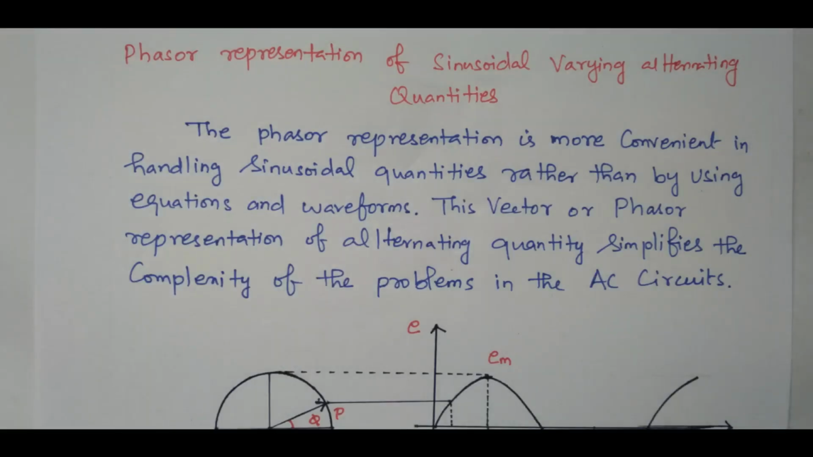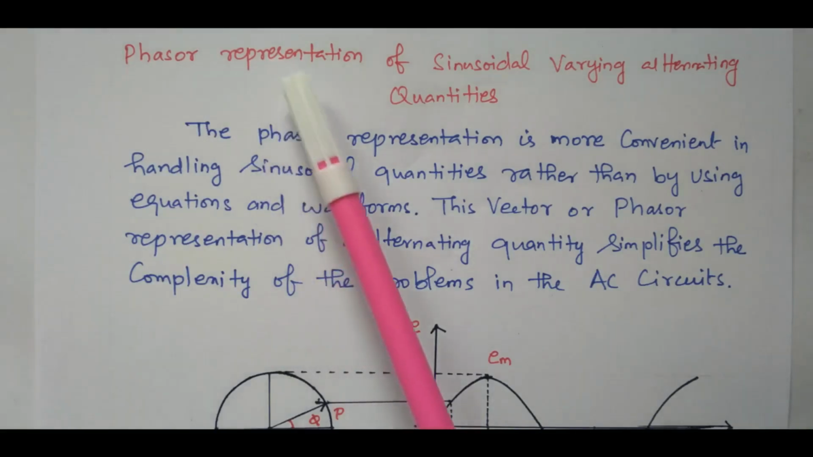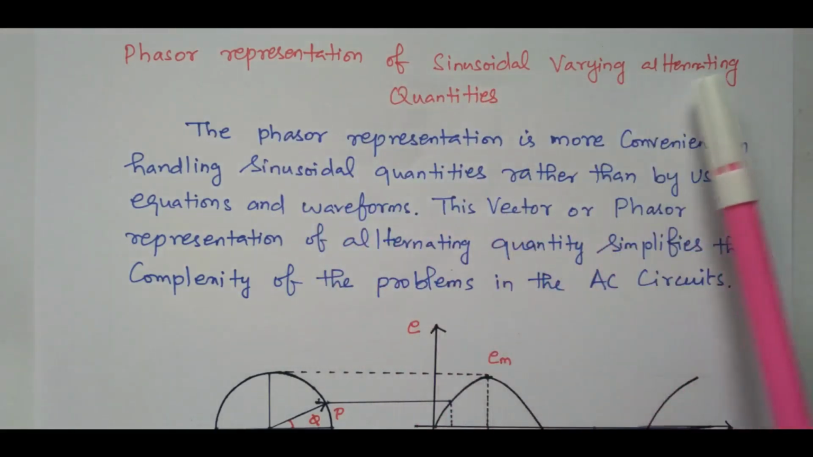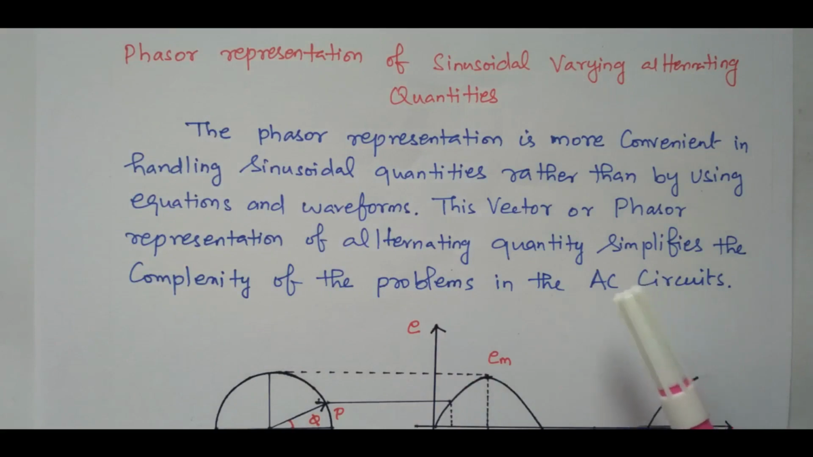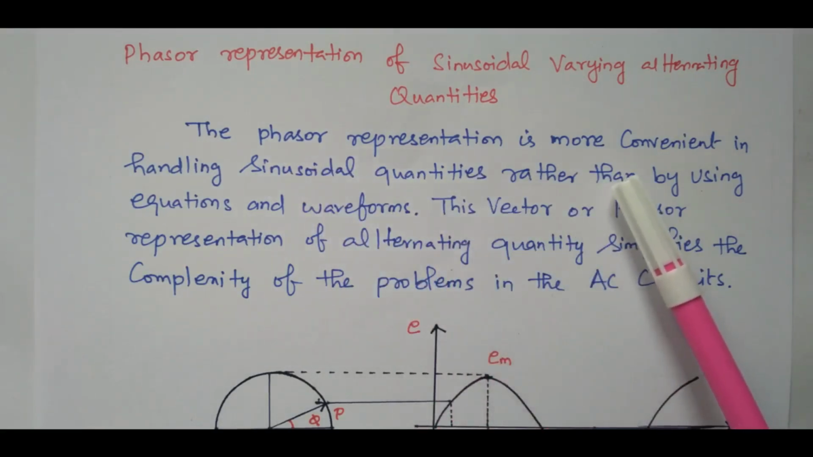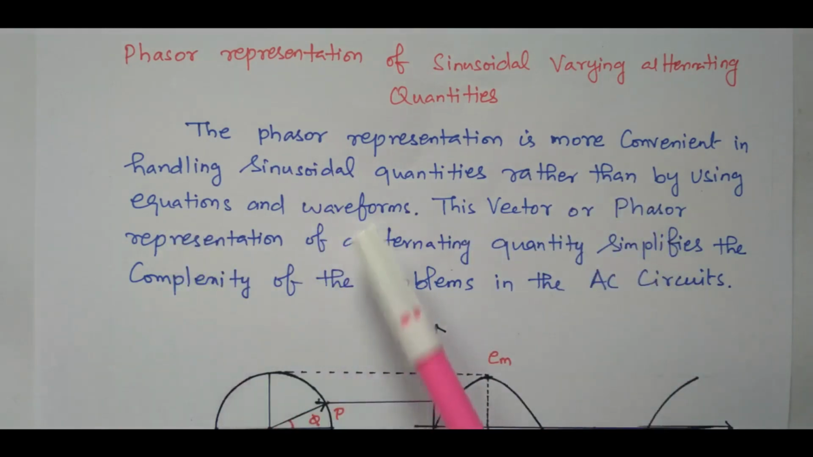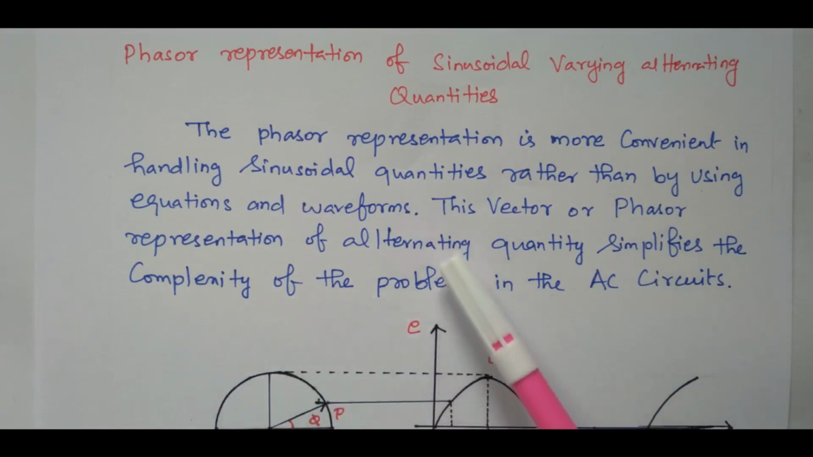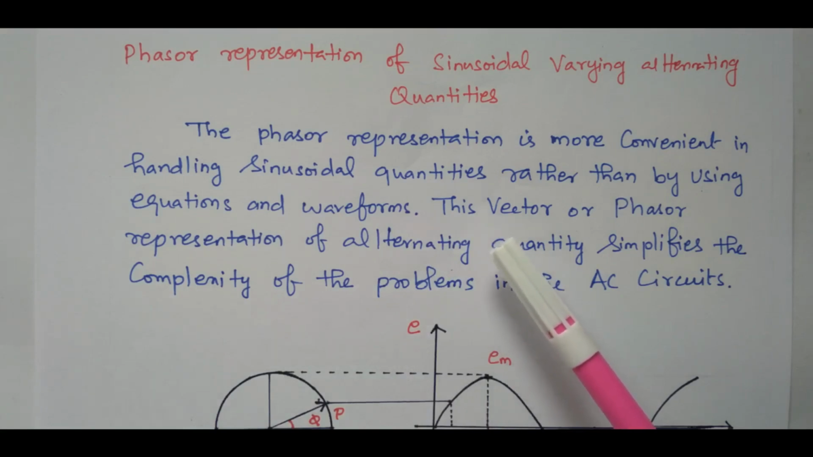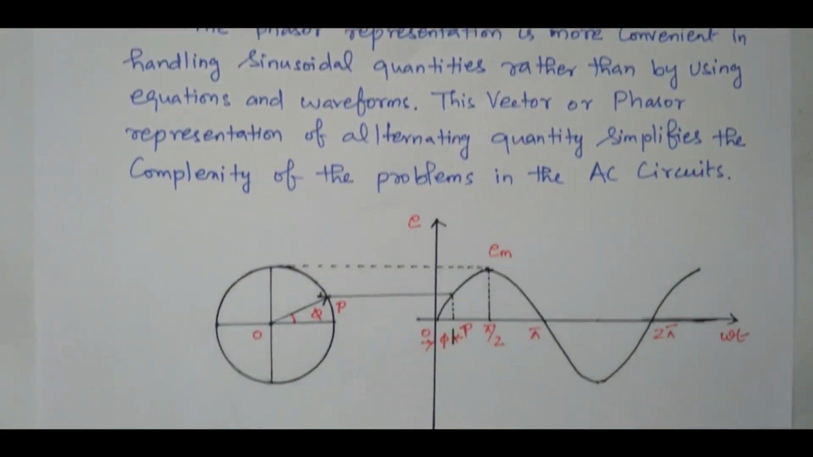Welcome viewers. In this video we will see the Phasor representation of sinusoidally varying alternating quantities. This Phasor representation is a more convenient form. We can easily analyze the quantities rather than through equation and waveform. In order to solve complex problems, this Phasor diagram is very important. We can easily understand the alternating quantities by using the Phasor diagram. Now we'll see the Phasor diagram.